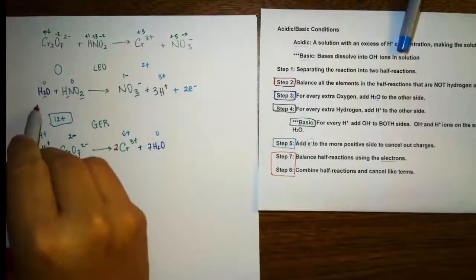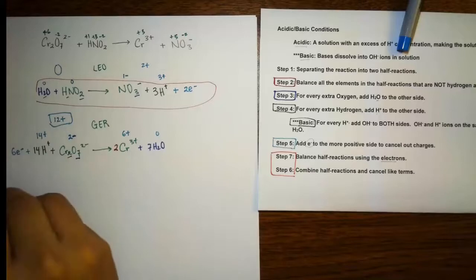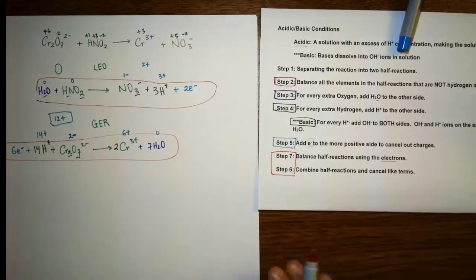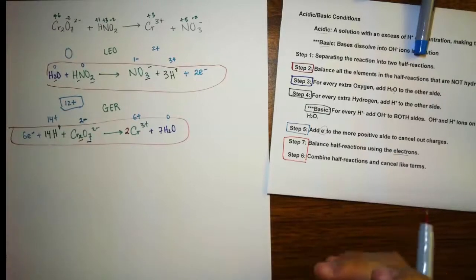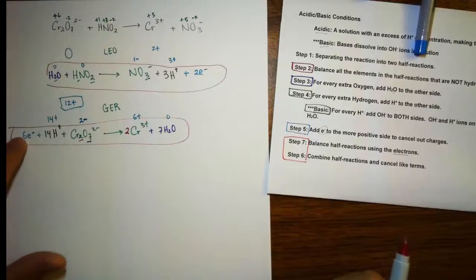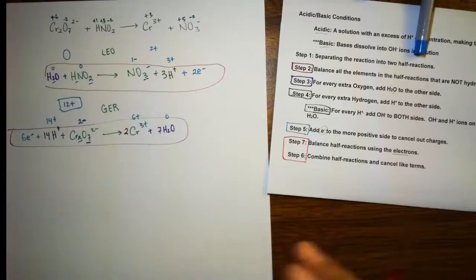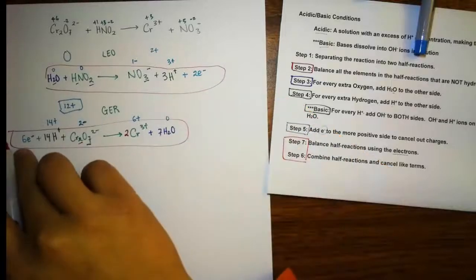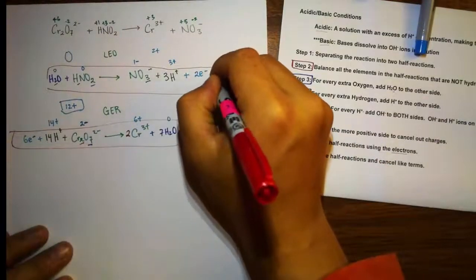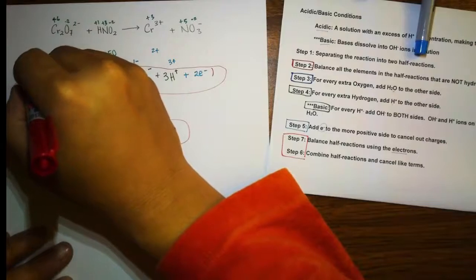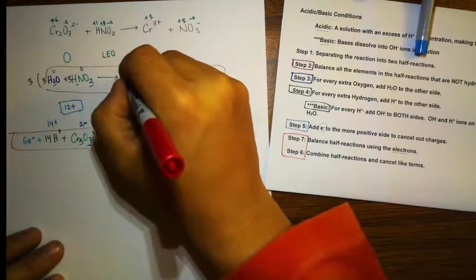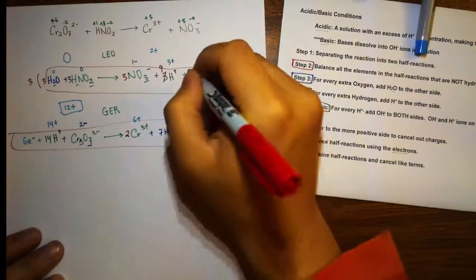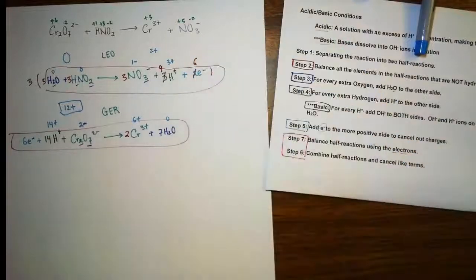In this case, this is our LEO, and this is our GER. And the rest is just combining them together. So again, combine starting from the top. Oh wait, look what happened to the electron. Here we have 6 and here we have 2. So we need to balance that electron. How can I make this into 6? Of course, I have to multiply everything by 3. So now that's going to be a 3 there, a 3 there, a 3 there, a 9 there, and a 6 there. Oh, good thing we caught that.